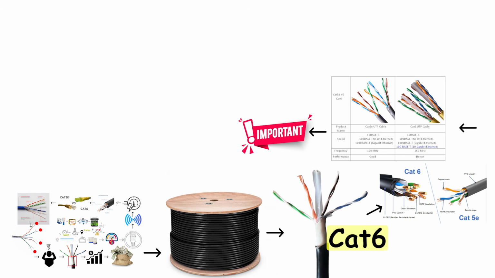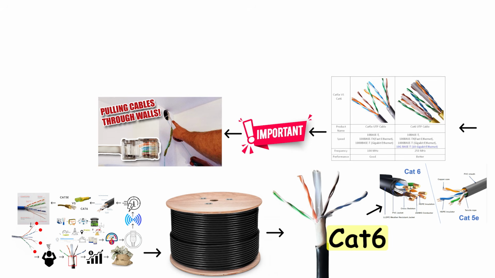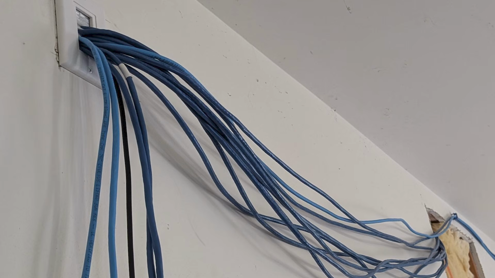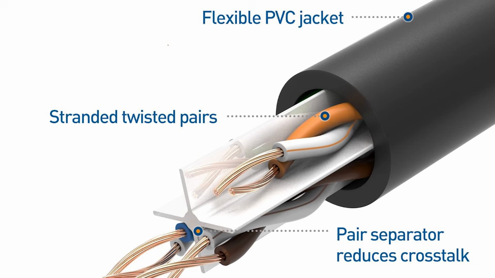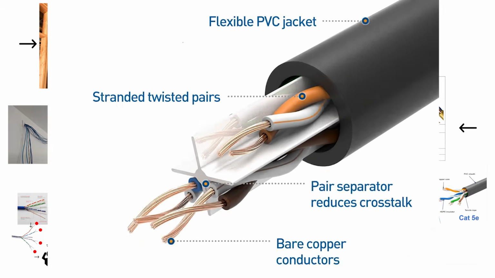This is especially important if you're installing cables in walls or ceilings, where replacing them later would be difficult or expensive. For permanent installations like wiring a house, you should absolutely use Cat 6 as your minimum standard.